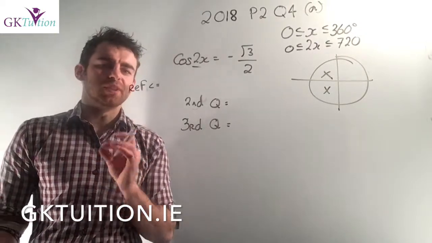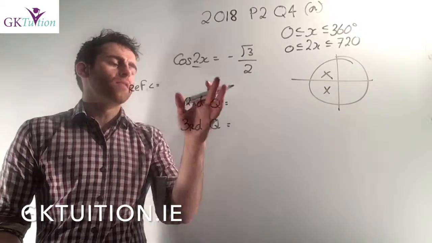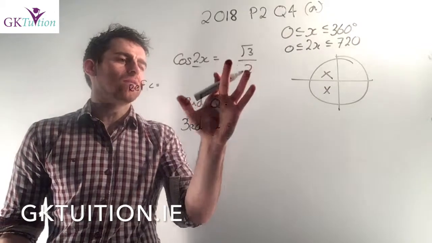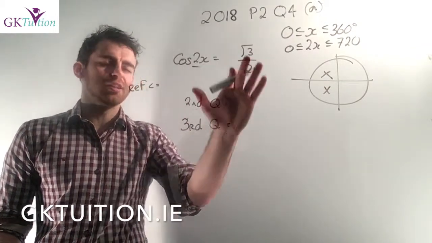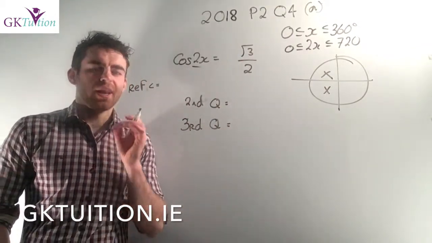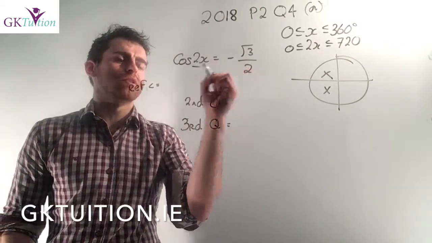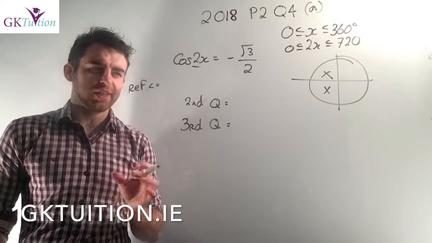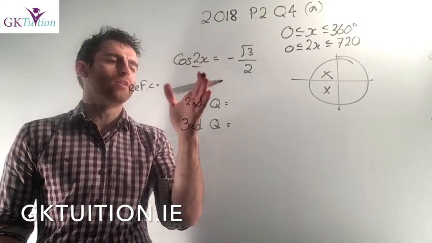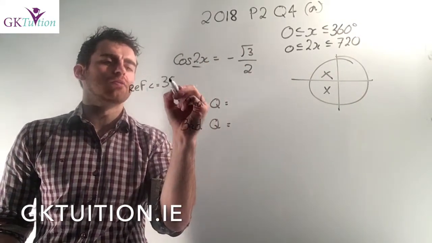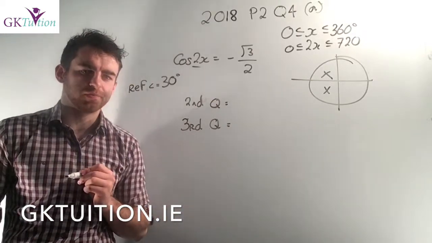The next thing I want to do is get my reference angle. To get your reference angle, you can ignore the sign. Treat it as if it's just root 3 over 2. And according to your log tables, when is the cos of an angle equal to root 3 over 2? If you go to page 13, it tells you that the cos of 30 degrees is root 3 over 2, so your reference angle is 30 degrees.